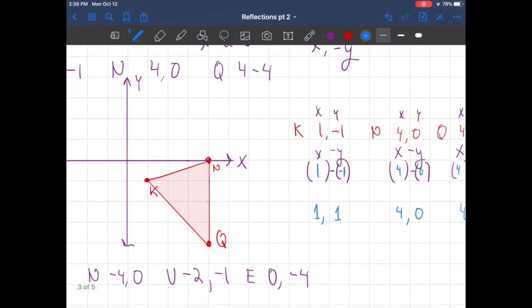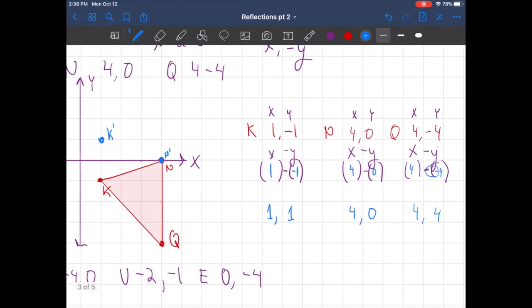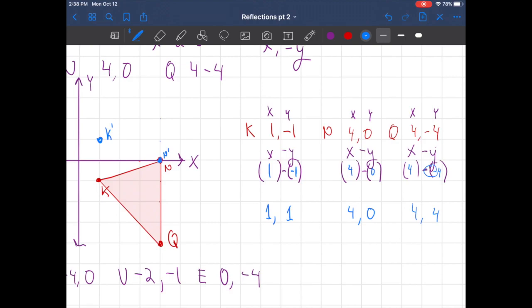So now let's just plot our numbers. I have 1 and 1, which would be K prime. I have 4 and 0. 1, 2, 3, 4. That's here. That's N prime. And then I have 4 and 4. 1, 2, 3, 4. Right there, and that is Q prime. Now let's just draw our shape. And here we go. We now have a perfect reflection across the x-axis.